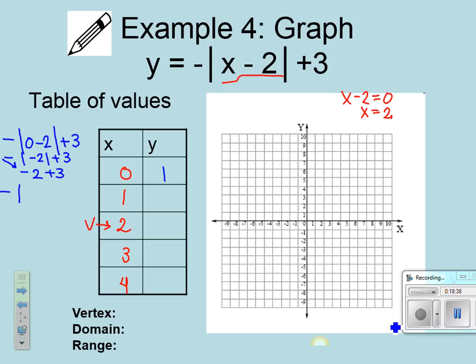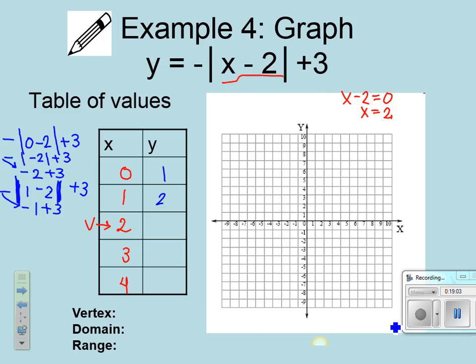-1, negative absolute value, 1 minus 2 in absolute value signs. Kind of make your absolute value signs long enough so they don't look like an 11. Plus 3. So 1 minus 2 is -1. The absolute value of -1 is 1. Bring down the negative. -1 plus 3 is 2.